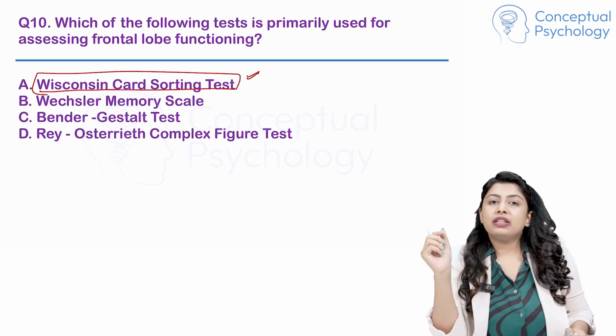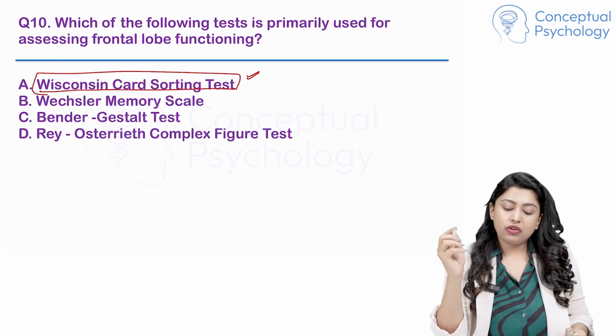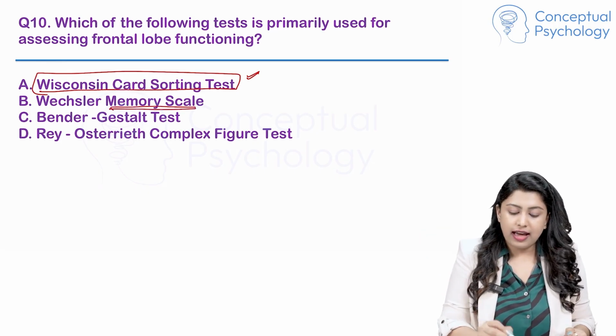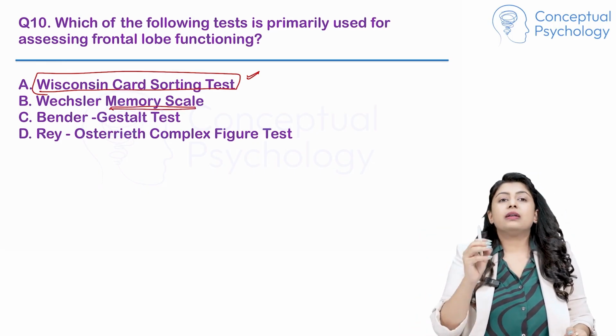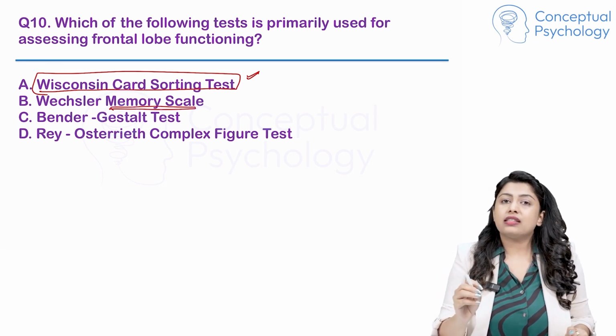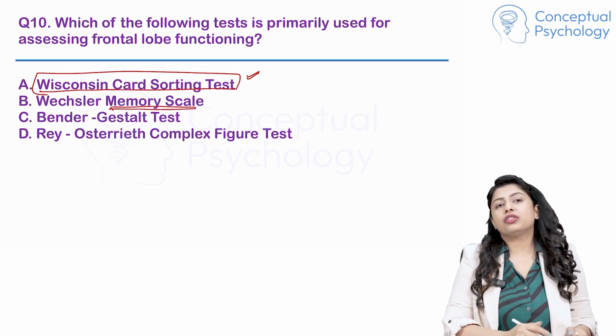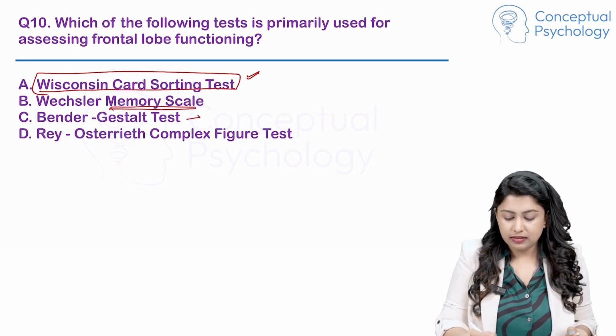The Wechsler memory scale assesses various types of memory functioning, as the name suggests, right? The Bender-Gestalt test assesses visuomotor integration and perceptual skills.